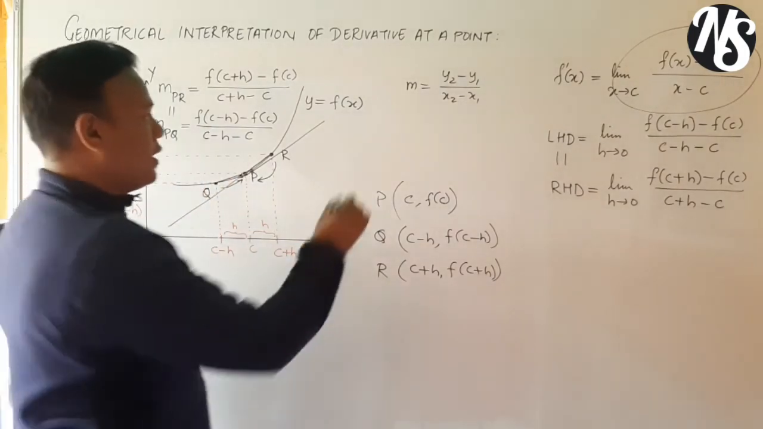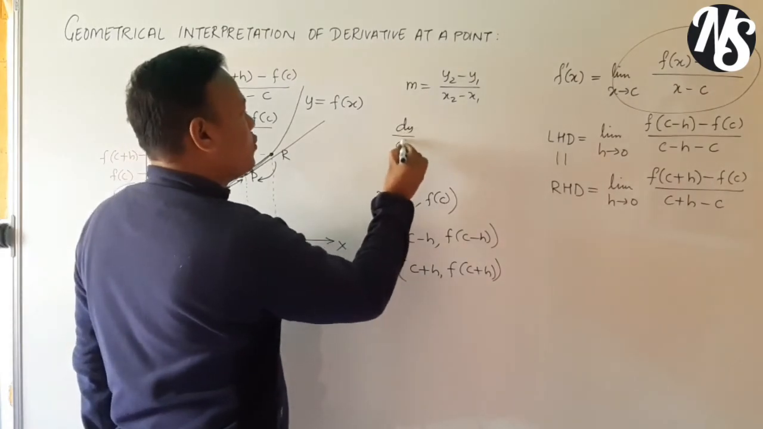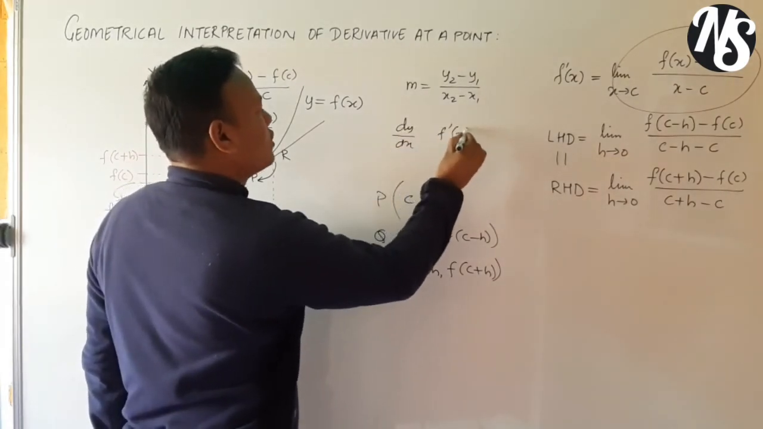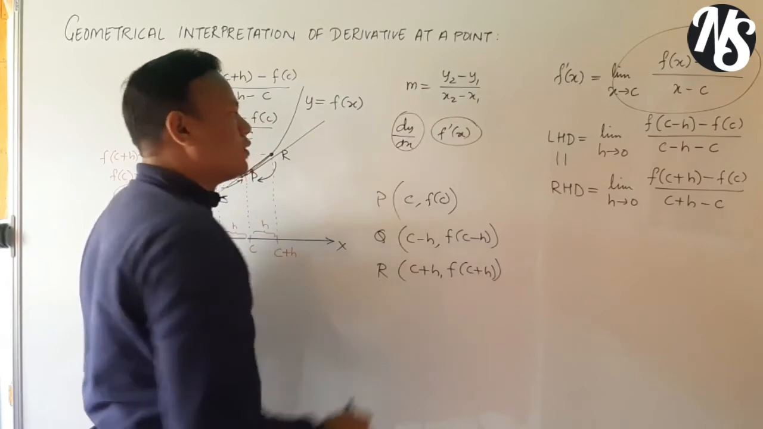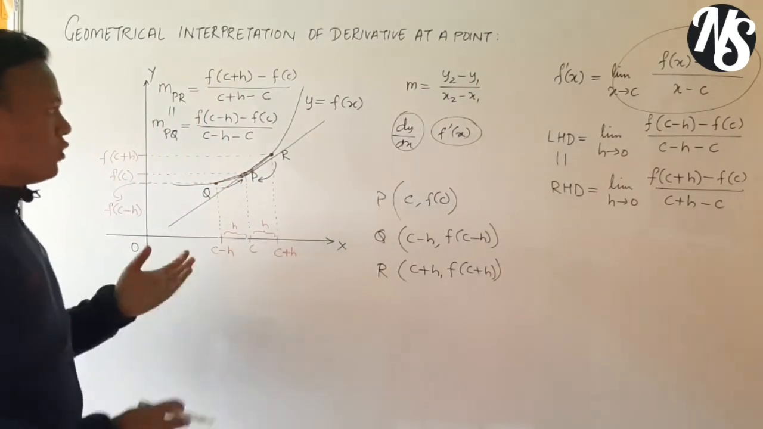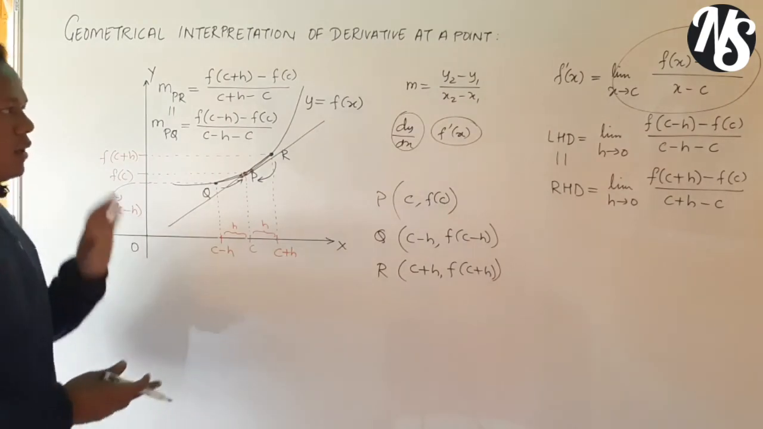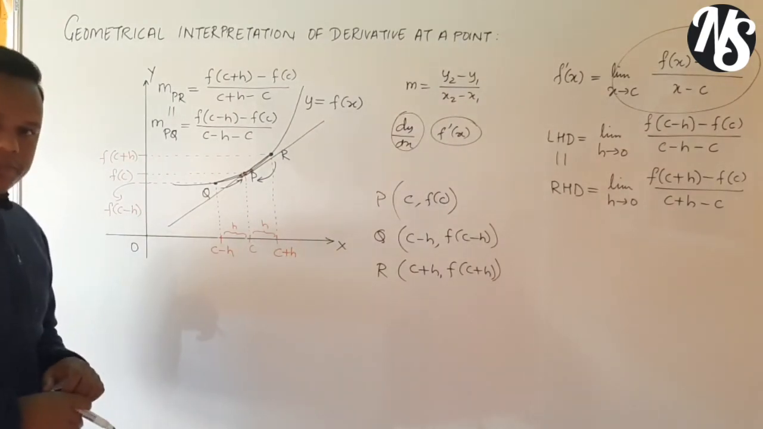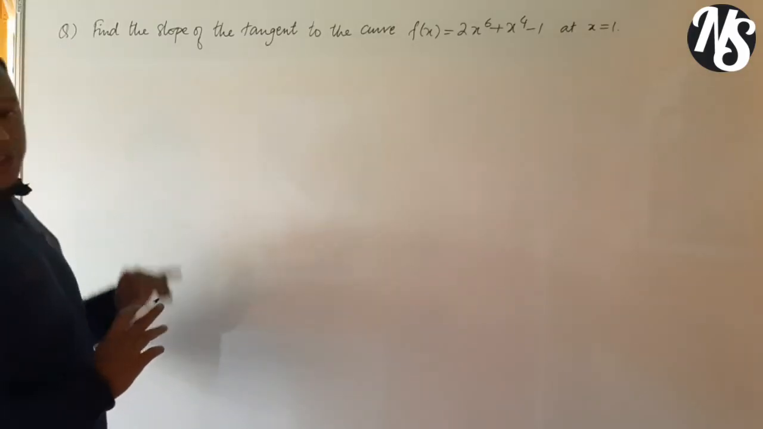So basically you say dy by dx or you say f dash of x, all this will give you the slope of the tangent. That's all you need to remember. So you may pause the video and note down the very important points. So let's have the last question for the day.